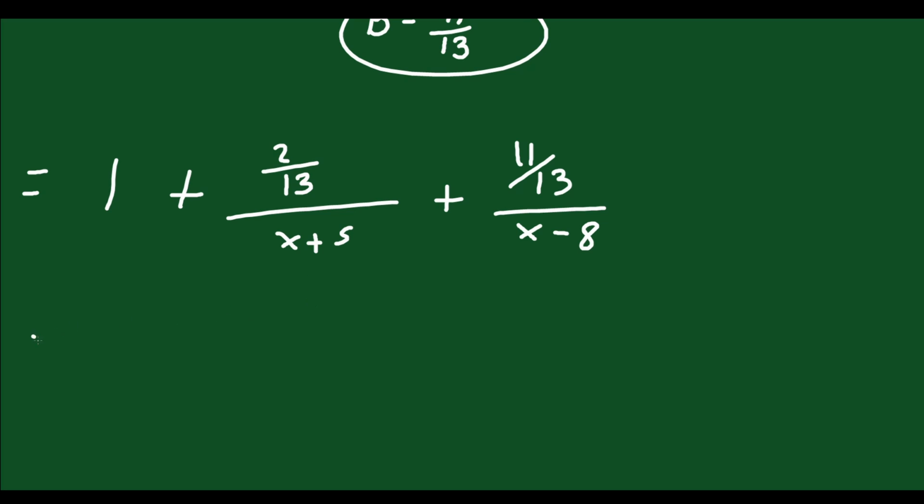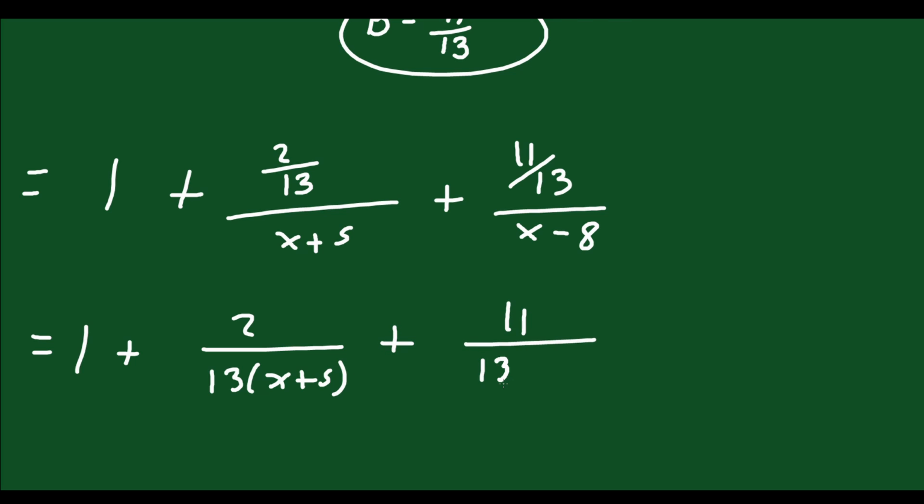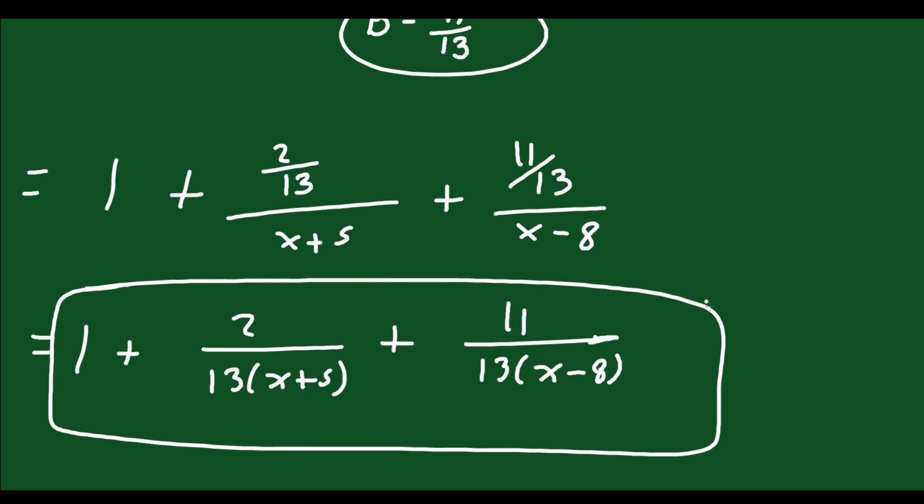And you can simplify this. You could say 1 plus 2 over 13 x plus 5 plus 11 over 13 x minus 8, like that. You can multiply that in if you want, but that's good enough, I'd say. All right, just like that.